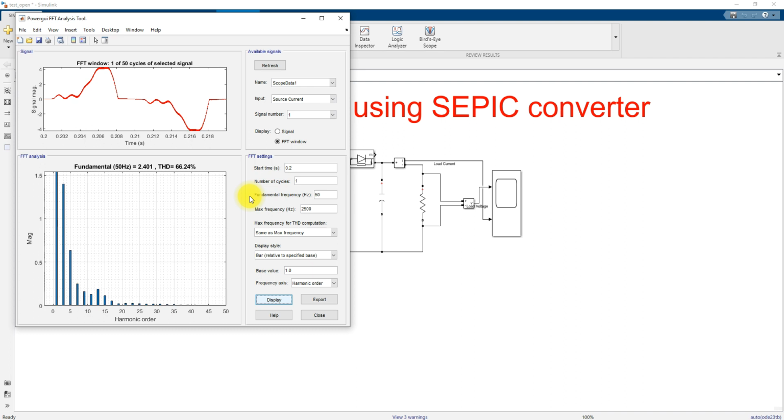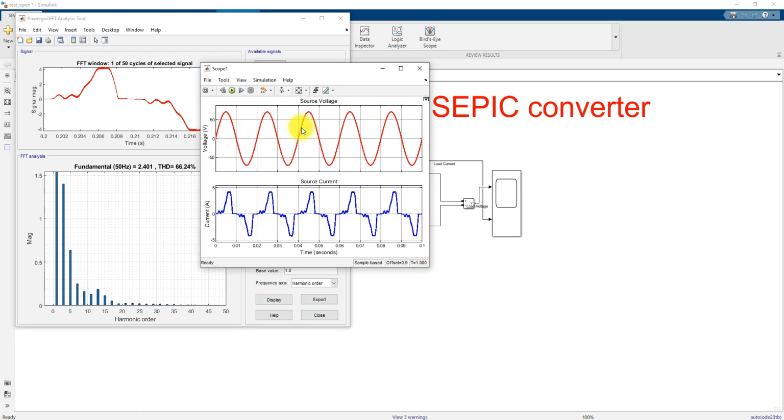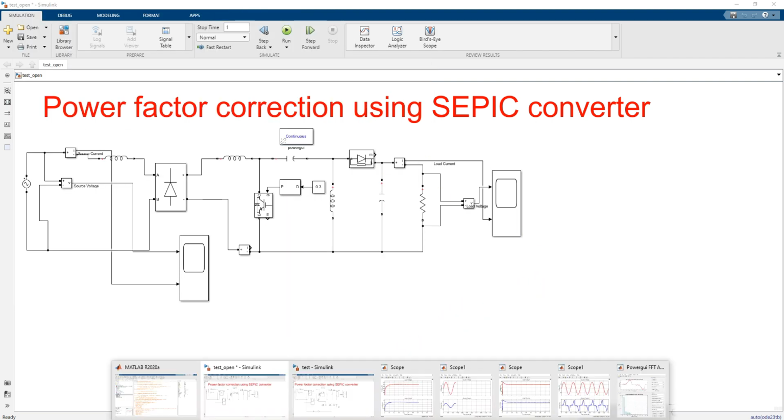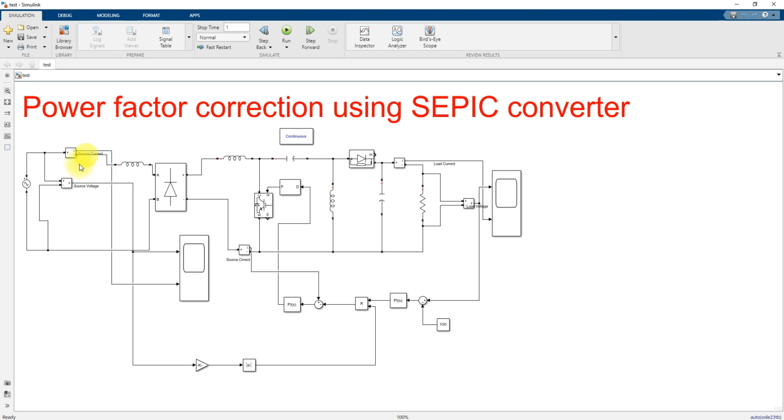That means you have to reduce the THD as well as improve the power factor, because from the source voltage and source current you can see that both are not in phase. Because of that, the load and the diode rectifier draw more reactive power from the source. So this is a problem. In order to avoid this problem, we go for closed loop control with the same circuit.